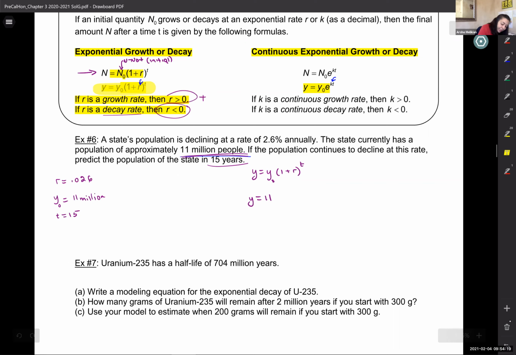Now, it's declining, right? That means here it's going to be 1 minus 0.026 to the power of 15. Okay, so this is because it's declining. And then you put it into your calculator. Y is 7.4. So there are going to be 7.4 million people in 15 years.